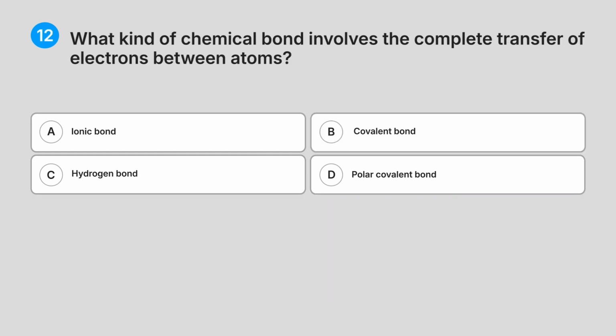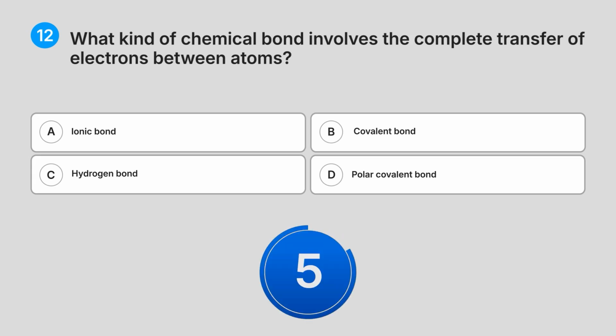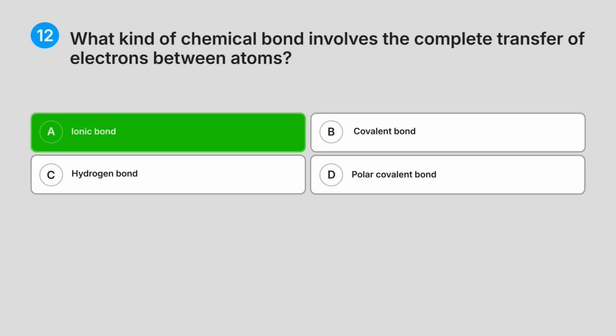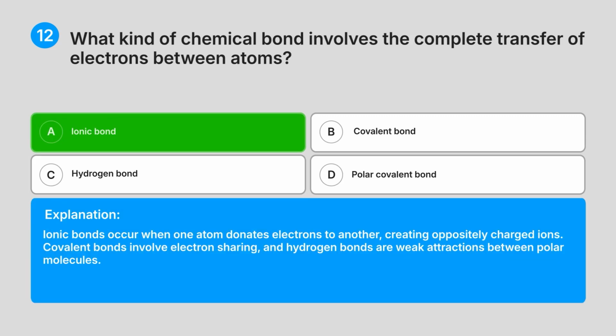12. What kind of chemical bond involves the complete transfer of electrons between atoms? A. Ionic bond. B. Covalent bond. C. Hydrogen bond. D. Polar covalent bond. What do you think is the answer? Correct answer: A. Ionic bond. Explanation: ionic bonds occur when one atom donates electrons to another, creating oppositely charged ions. Covalent bonds involve electron sharing, and hydrogen bonds are weak attractions between polar molecules.